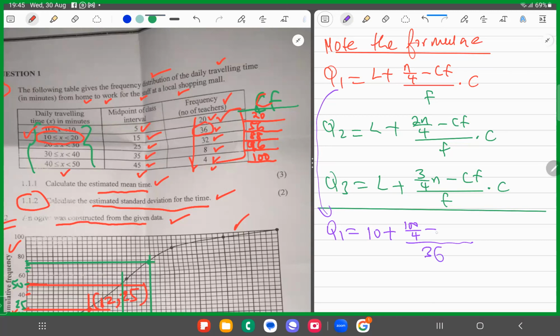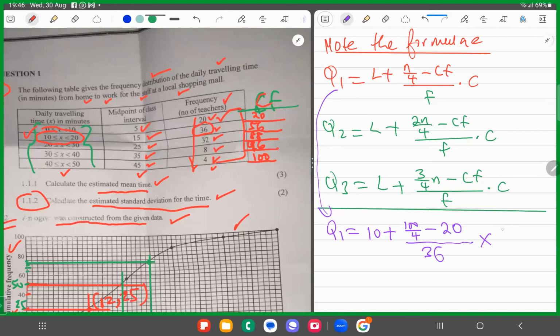And then here, this one would be at exactly 20, the cumulative frequency. What is the cumulative frequency? Right, so the cumulative frequency of the preceding class, what is it? Okay, so it is 20.